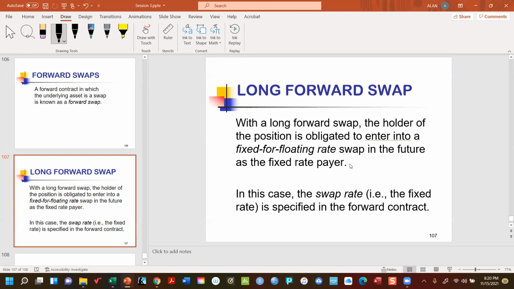So for example, the long forward swap, the holder is obligated to enter into a fixed for floating rate swap as the fixed rate payer, where the rate itself is specified in the forward contract. So basically, you're saying I need to enter into a swap in the future, just not today. But I don't want to wait to enter into a swap in the future. Why don't I enter into a contract where I can lock in the fixed rate that I will pay in the future? And that's what this is for. So in other words, it's for people who need to get into a swap in the future, and they want to lock in the fixed rate that they'll be either paying or receiving.